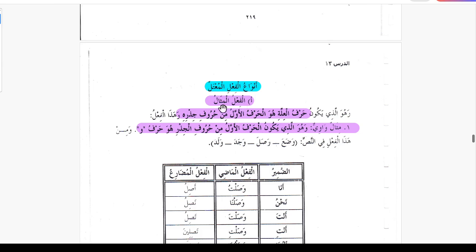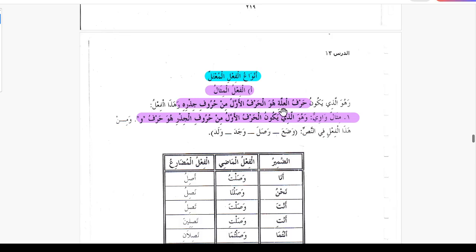So the first of this kind is Fe'lul Misal. In this Fe'lul Misal, the first root letter has the harful illa, like we will see alif, hamza or ya.